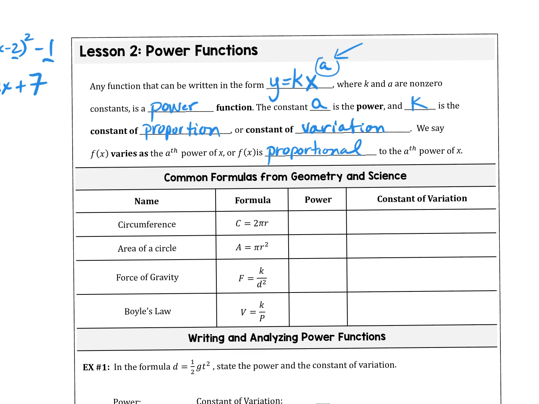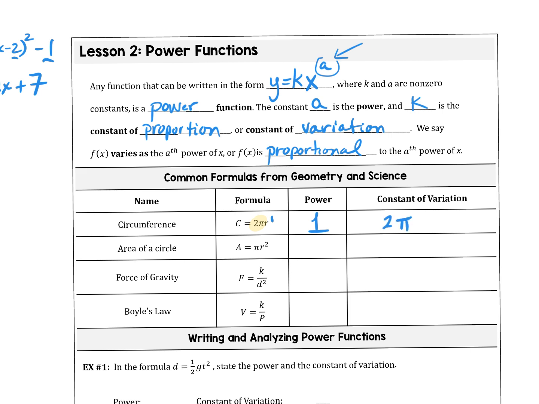All right, some of the things that are power functions that you don't realize are power functions. Circumference is a power function because it is r to the first power, isn't it? So the power is 1. What would the constant of variation be? Guys, the constant of variation, just so you know, is always going to be the thing in front of the variable. So what's in front of that variable r? 2 pi. So the constant of variation here is 2 pi.